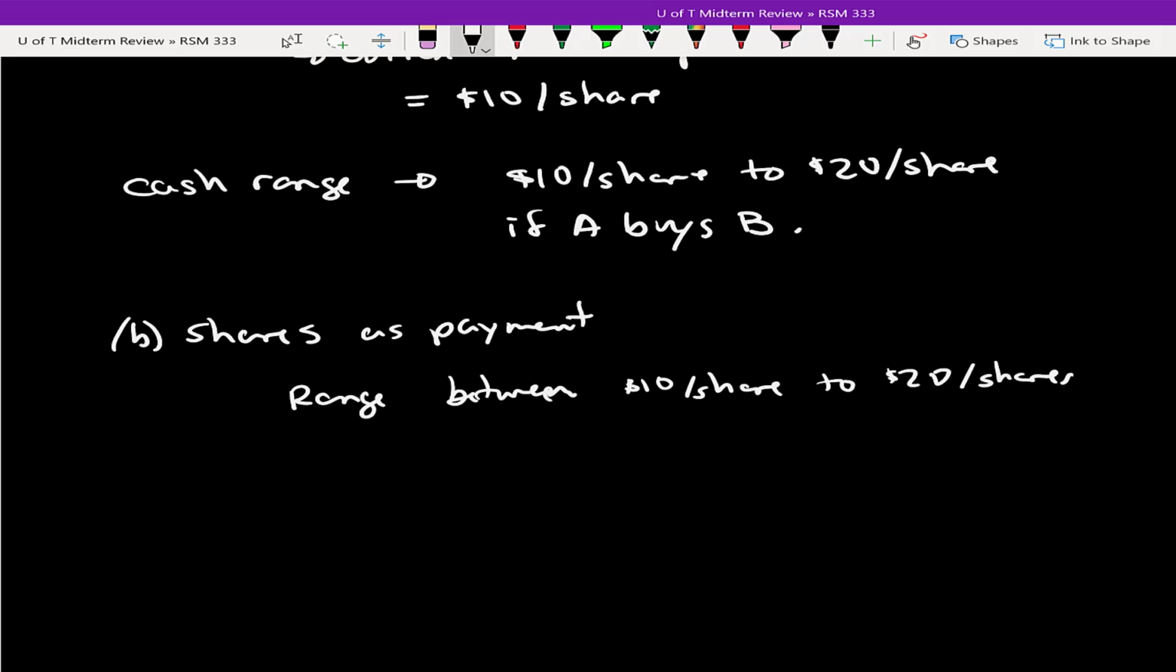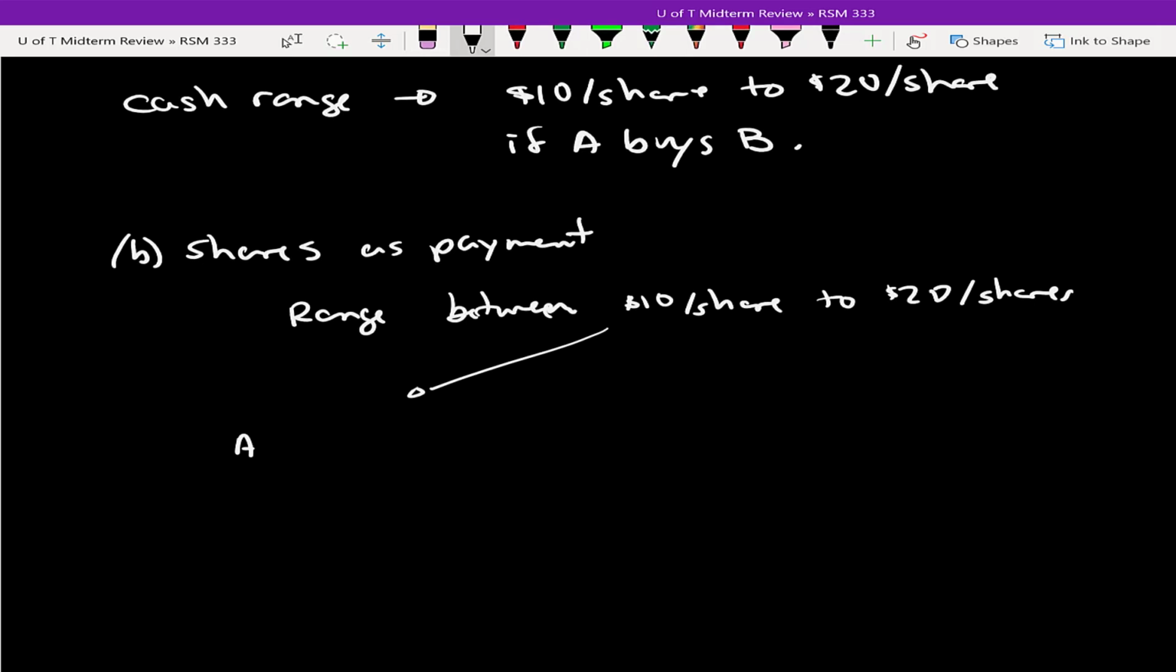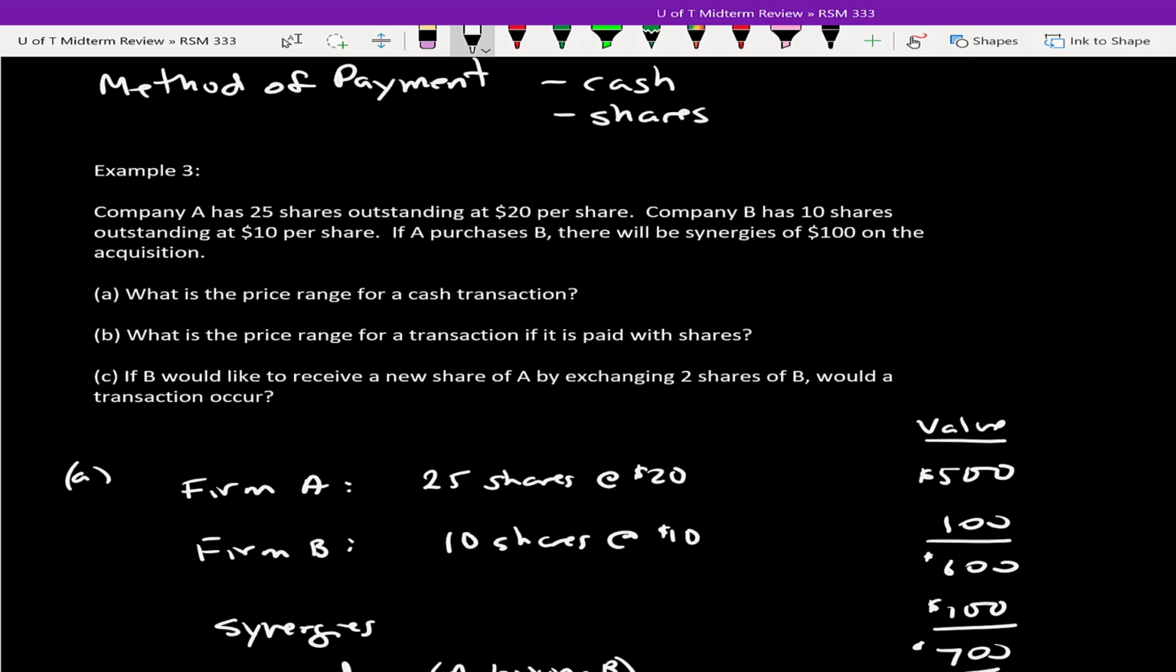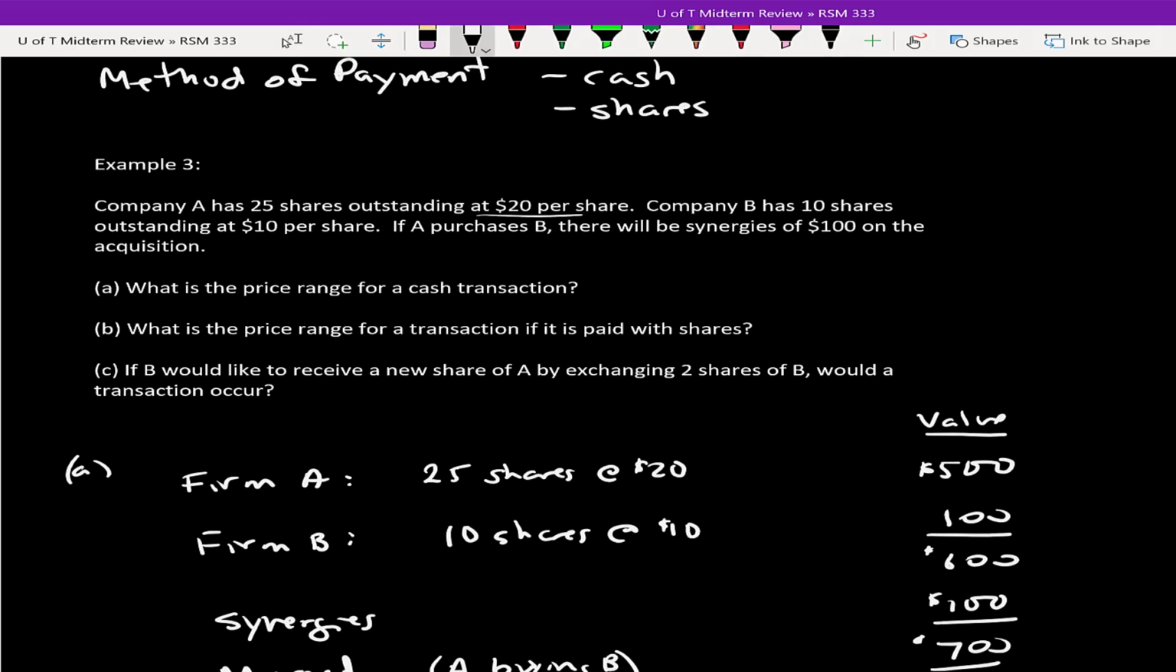So how many shares of A would you have to give to B? And in the first case, it's relatively straightforward. Actually, not the first one. Let's do the second one. This one will be easier, the higher end. A shares are $20 per share. So that was given. A has $20 a share.